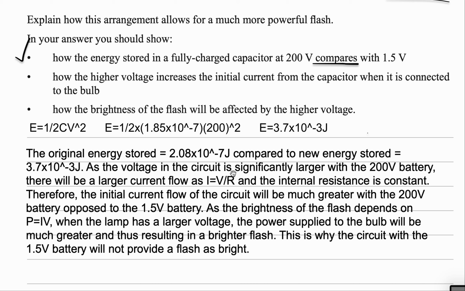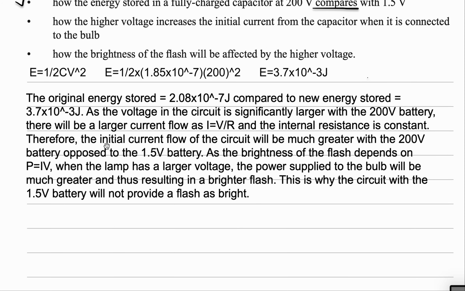As the voltage in the circuit is significantly larger with the 200 volt battery, there will be a larger current flow as I equals V over R and the internal resistance is constant. So this is just the V equals IR formula, just rearranged to find I. Therefore, the initial current flow of the circuit will be much greater with the 200 volt battery opposed to the 1.5 volt battery.